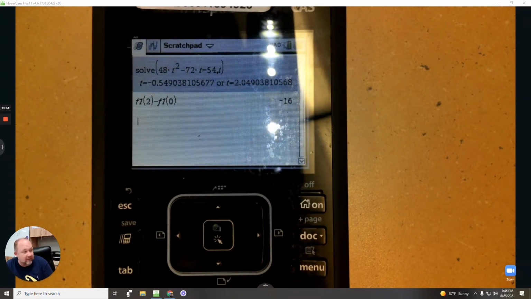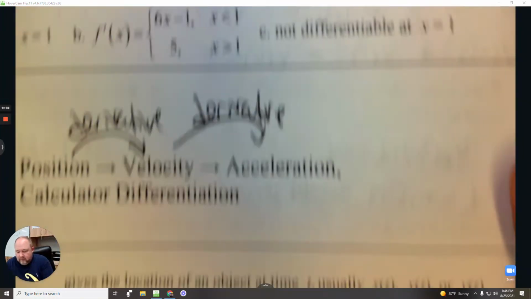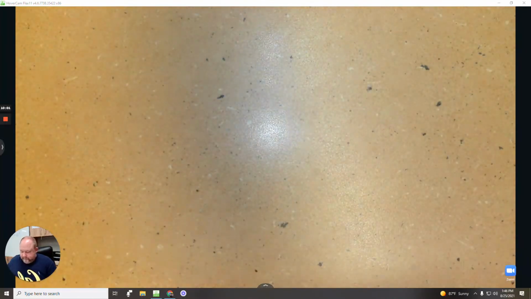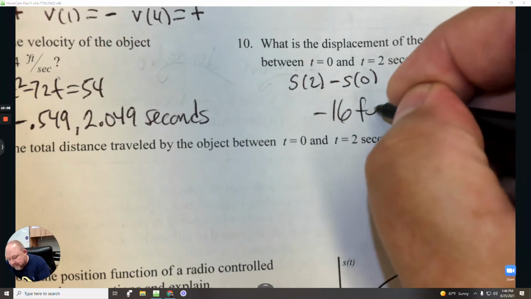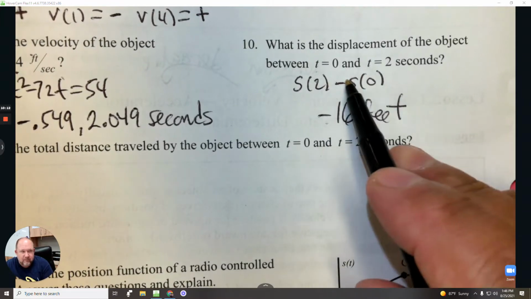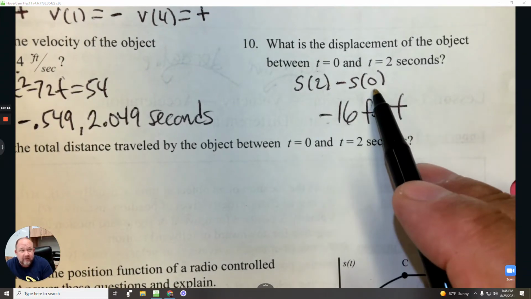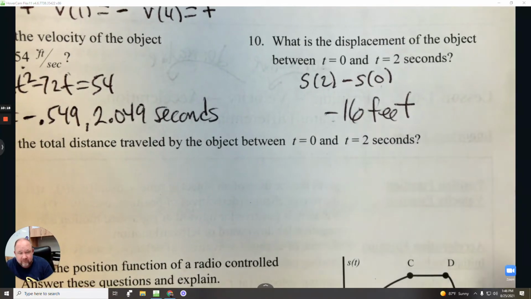And so the answer is -16, and that would be in feet. And the reason it's negative is the displacement means it's moved to the left, so from the initial position it's moved 16 to the left after 2 seconds.